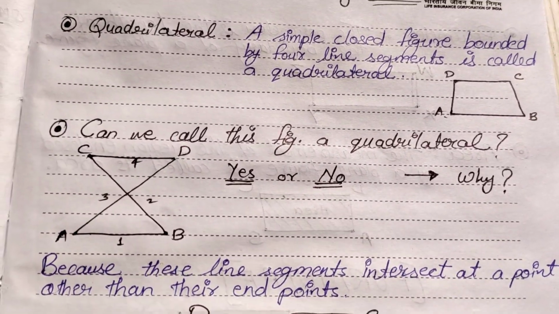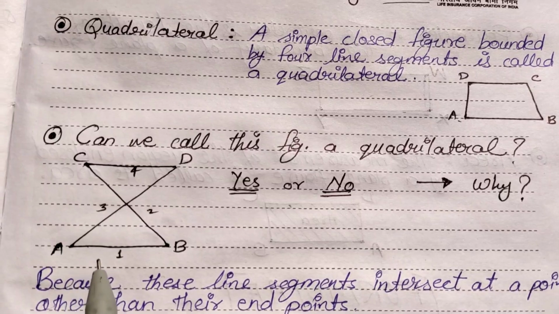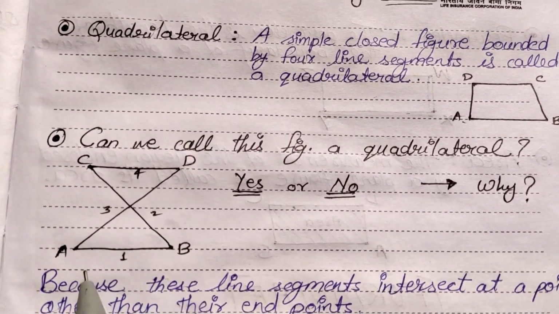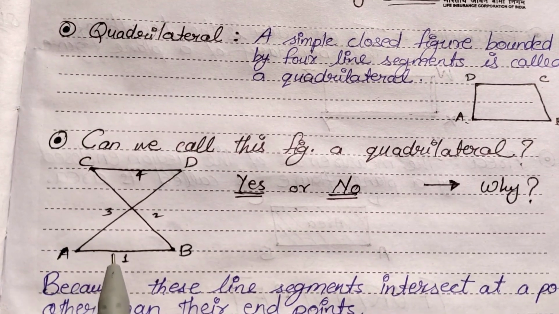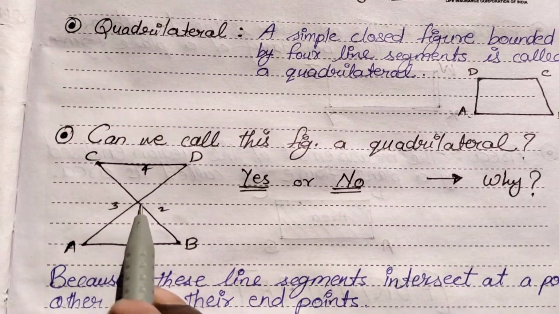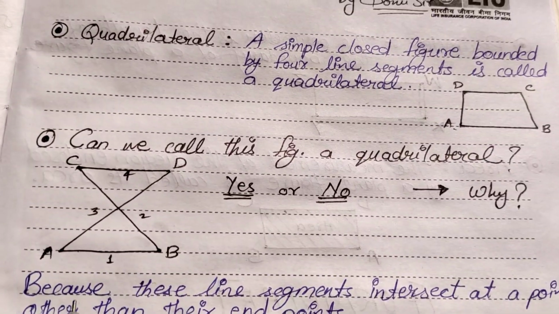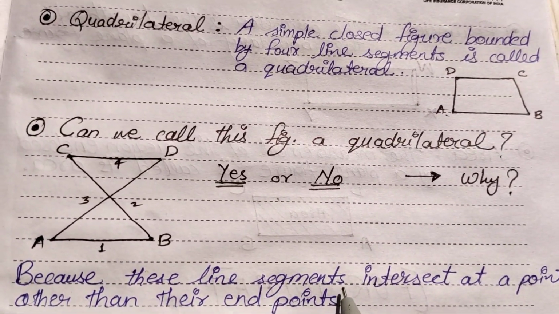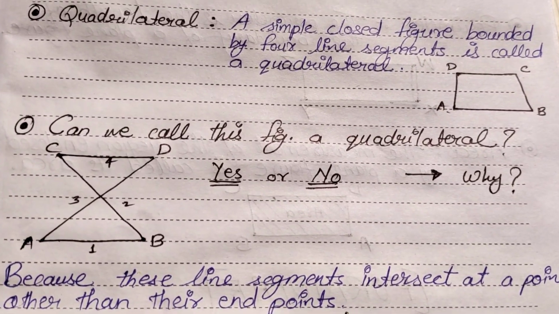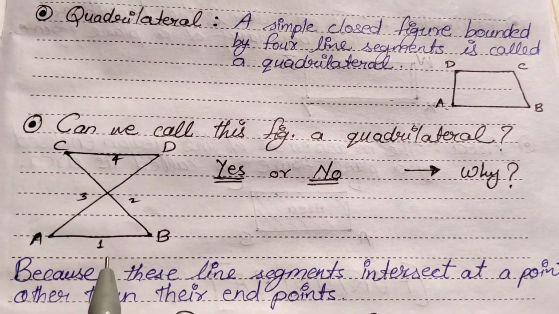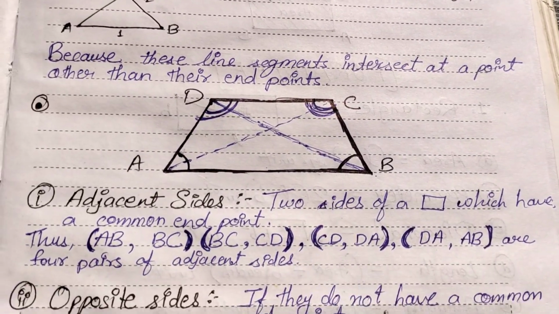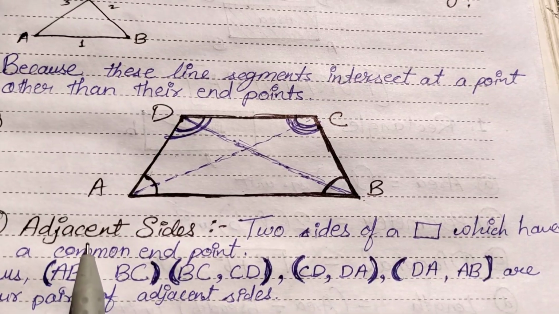Why? Because here you can see the line segments AB, BC, CD and DA join with their endpoints, but BC and DA intersect other than at an endpoint, because these line segments intersect at a point other than their endpoints. So we cannot say that this figure is a quadrilateral. Now moving on, the next term is adjacent side.